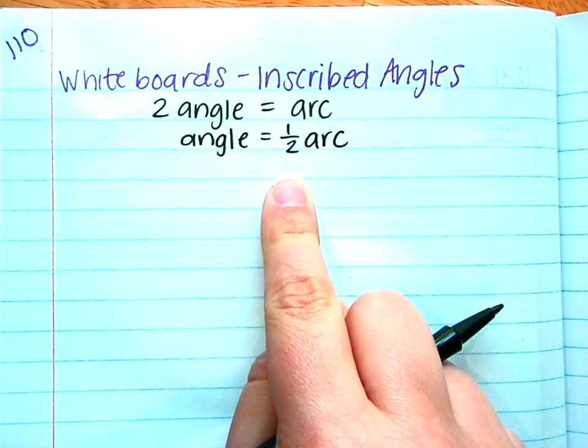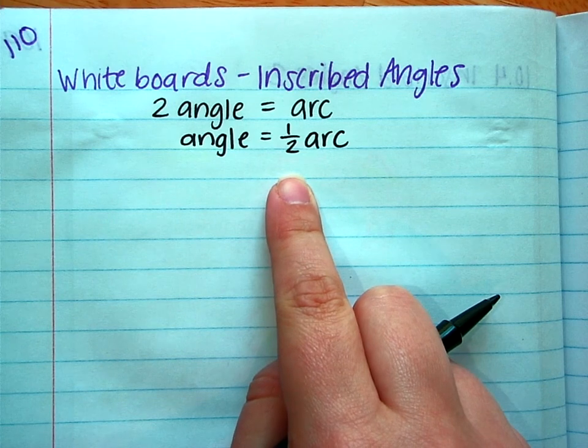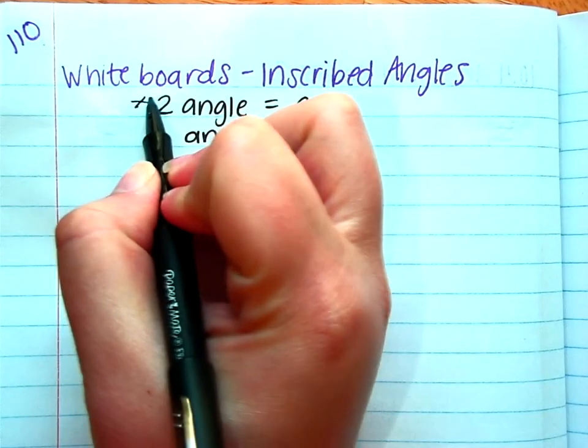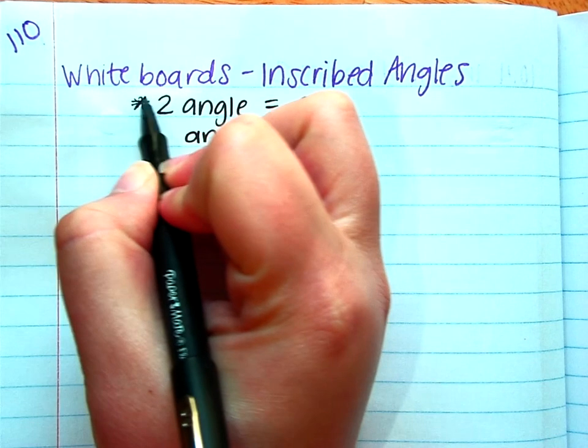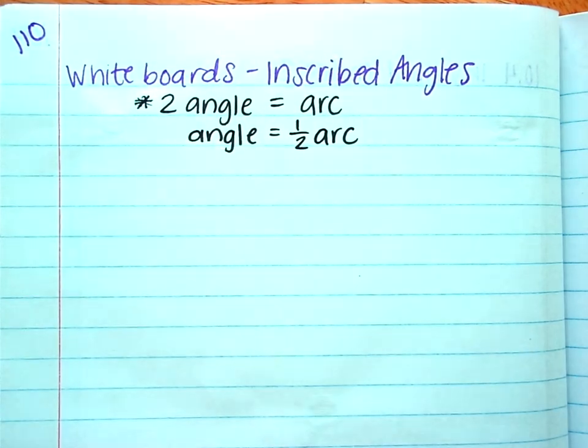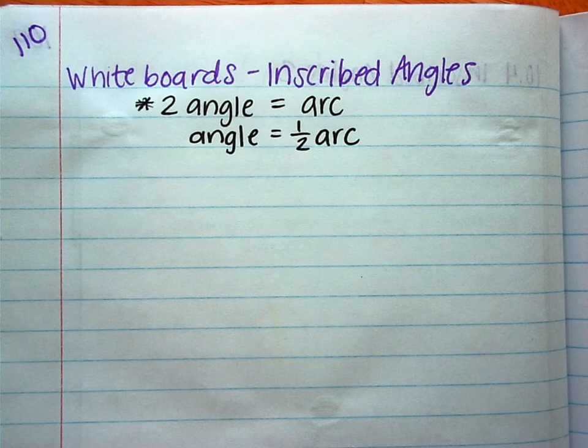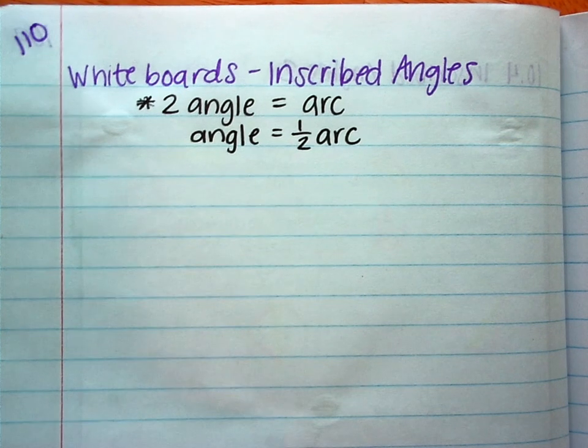So on some of my whiteboard questions on the back, you will see that I do use this one. However, I think this is the most relevant one for you to focus on. 2 times the angle equals the arc. That's usually the easiest. They're technically both the same, so either one you want to do.